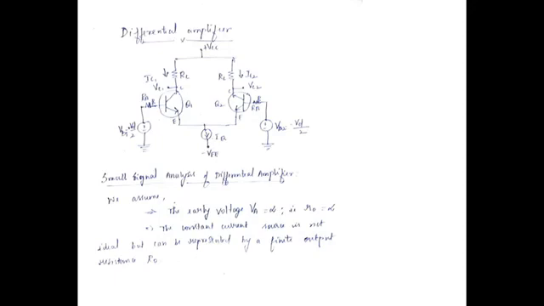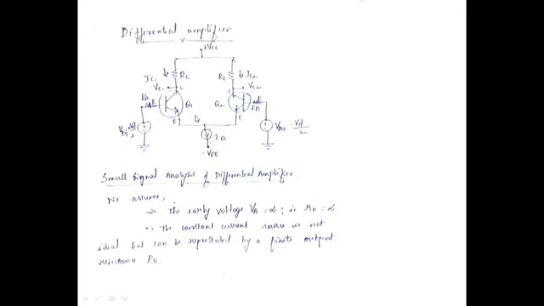Before going to the small signal analysis of a differential amplifier, let us recollect what you have seen. What is a differential amplifier? The amplifier which amplifies the difference between two input signals is called a differential amplifier. Here, the differential amplifier circuit is shown where the emitters of both the transistors Q1, Q2 are tied together and given to a common current source.